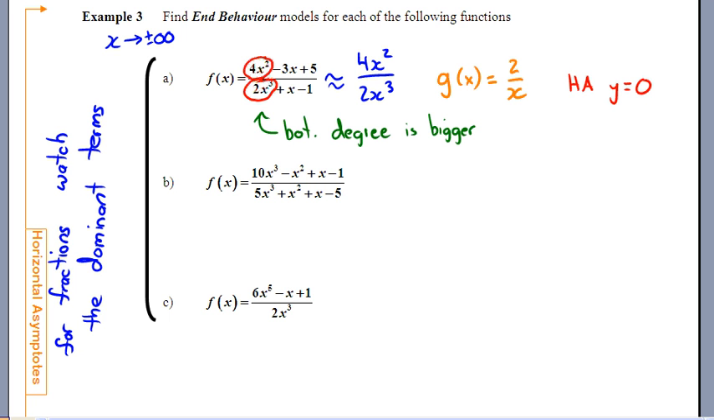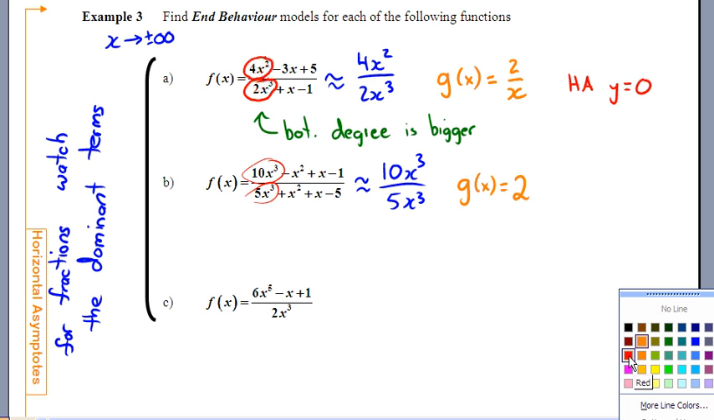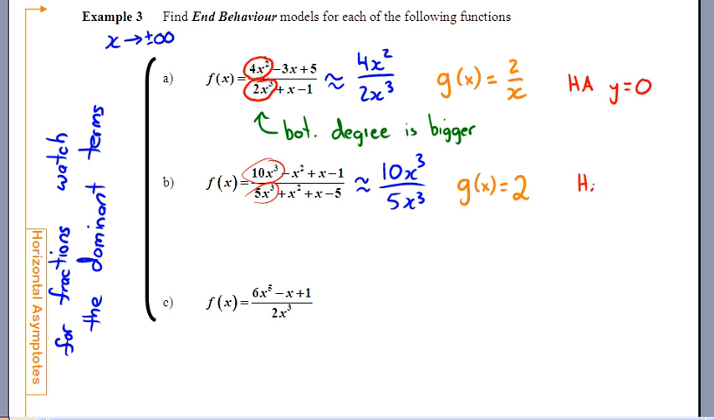Okay, trying the next one out. Dominant term here would be 10x cubed. Dominant term here would be the 5x cubed. And so we've actually got, for big x values, really only a need to look here. 10x cubed on top of 5x cubed. So for big x values, you might as well just say, hey, this thing's going to have an end behavior that, so let's reduce. Well, it's just 2. Just plain old 2. Okay, so here the bottom degree is equal to the top degree. This graph will head towards just graphing 2. And it's going to have a horizontal asymptote, of course, at y equals 2. It'll do that near the edge, the left and the right-hand side of your graph paper.